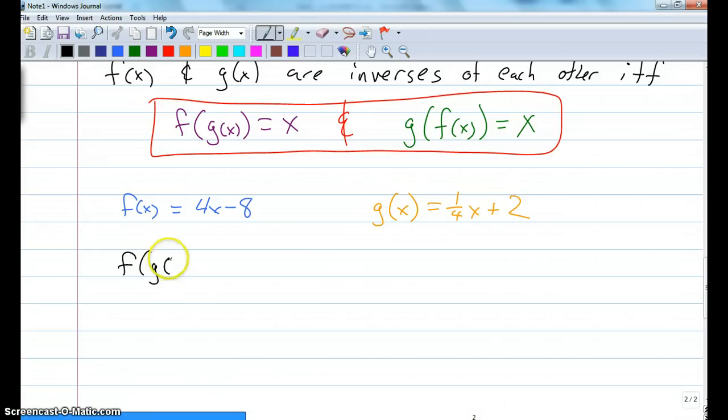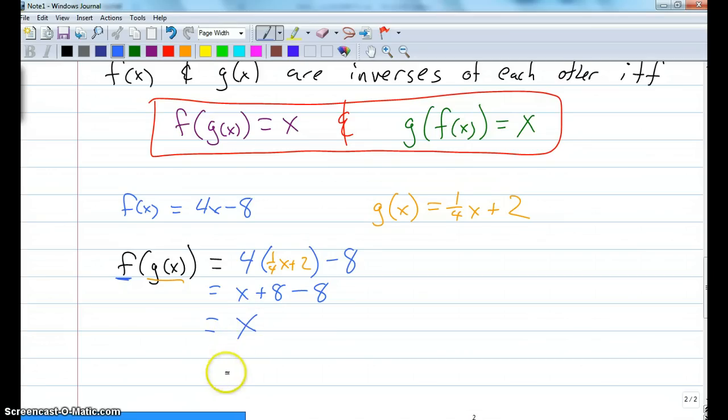F of g of x. In this case, we're going with f, right? And f is 4 times something minus 8. And we're going to plug in g of x for x in the f function. So we plug in 1/4 x plus 2. So if we distribute, 4 times 1/4 x is x, plus 8 minus 8, which is x. That one checks out. Totally worked.